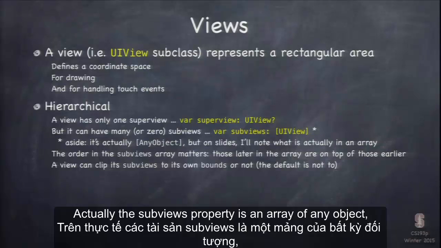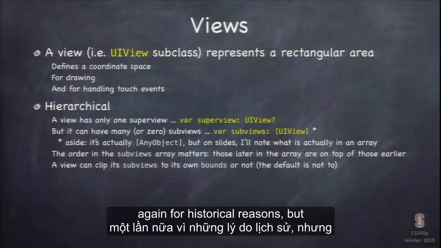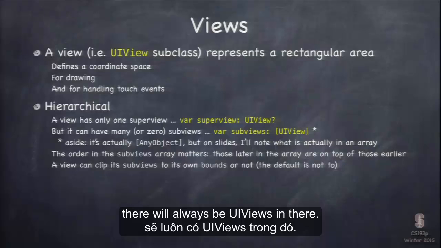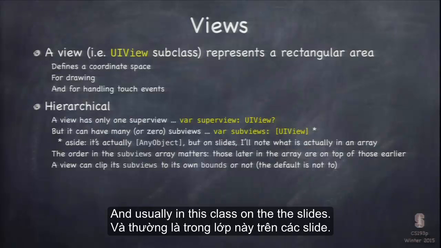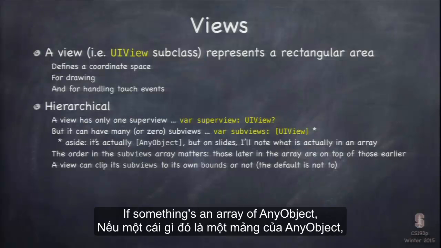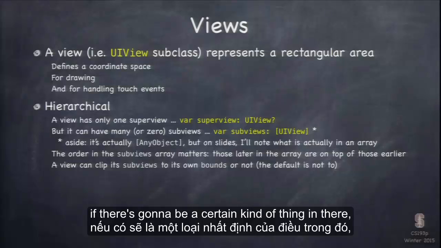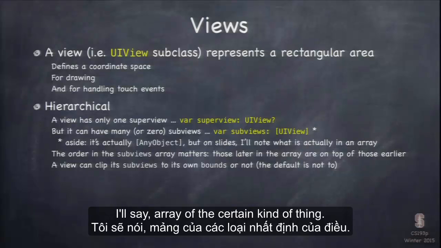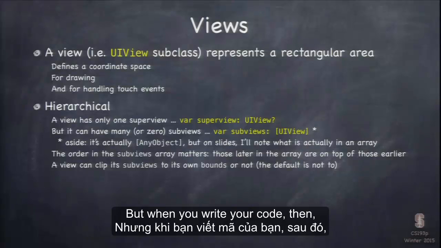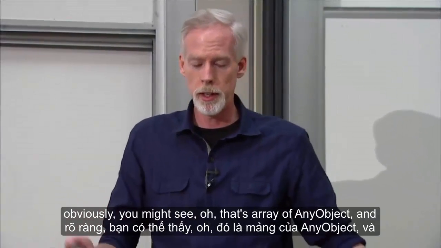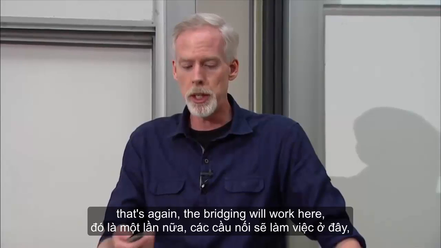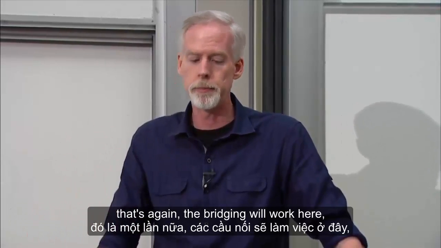Actually, the subviews property is an array of AnyObject, again for historical reasons, but there will always be UIViews in there. So don't even worry about that. Okay? And usually in this class on the slides, if something's an array of AnyObject, if there's going to be a certain kind of thing in there, I'll say array of the certain kind of thing. But when you write your code, then obviously you might see, oh, that's array of AnyObject. And that's, again, the bridging will work here automatically, so there's no worries there.